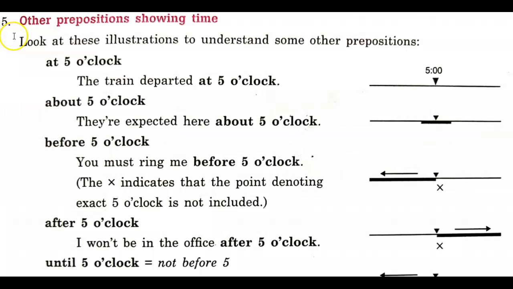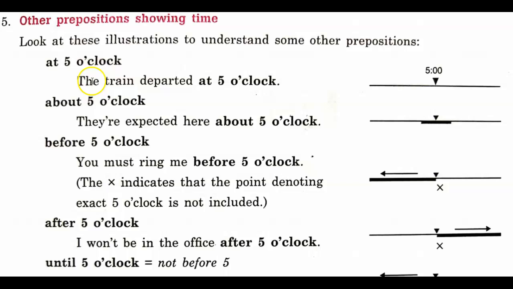So next, preposition number 5, prepositions that show time. See, we studied in, on, at, and we also studied in and within. So apart from all these, there are other prepositions also that show us time. For example, these examples are given along with the sentences. Look at the illustrations given here.